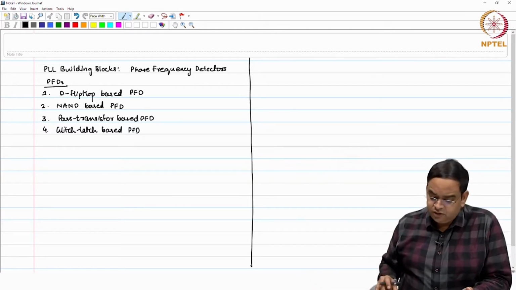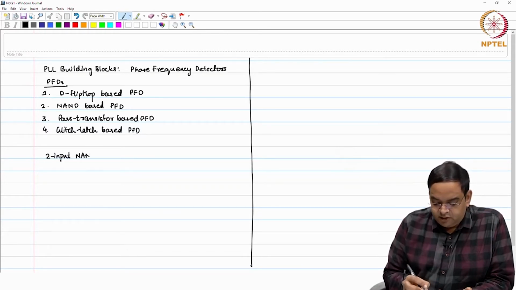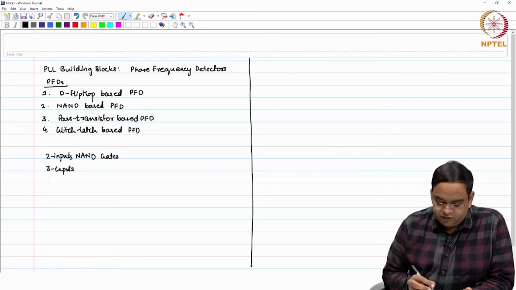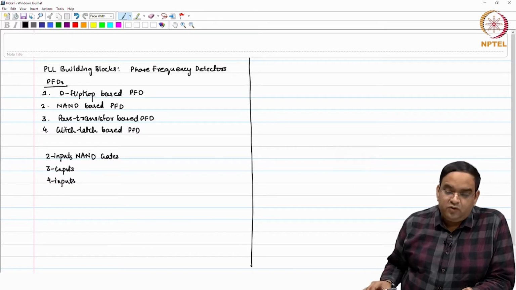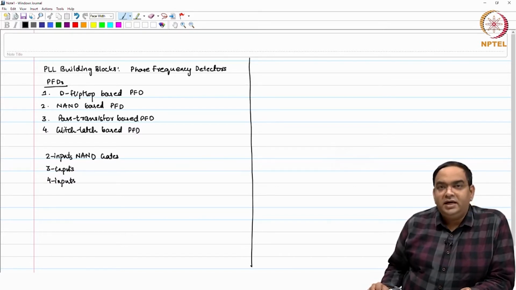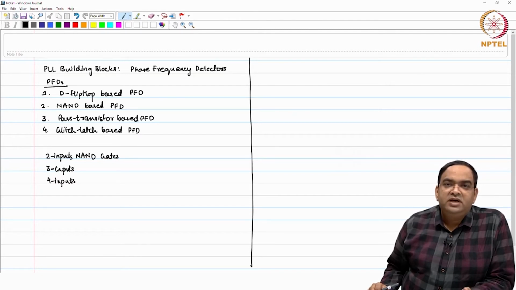So, in the NAND based PFD you have seen two input NAND gates, then three inputs, and even four input NAND gates. Now, when you have different inputs to the NAND gates, you want the output of the NAND gate to make a transition in the same way whether input A changes or input B changes.